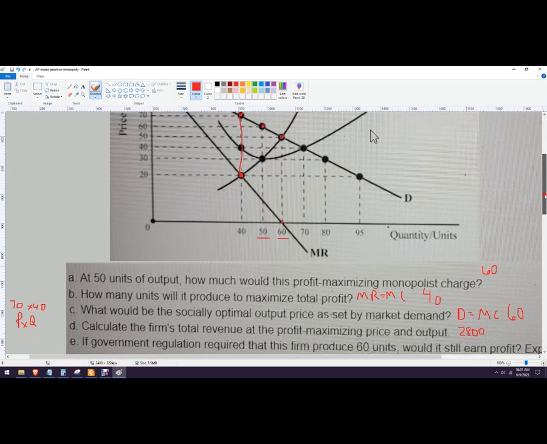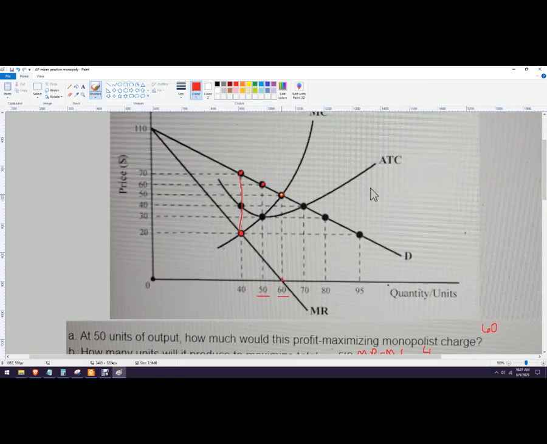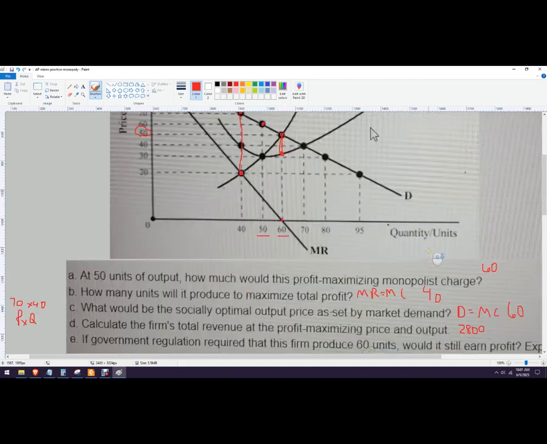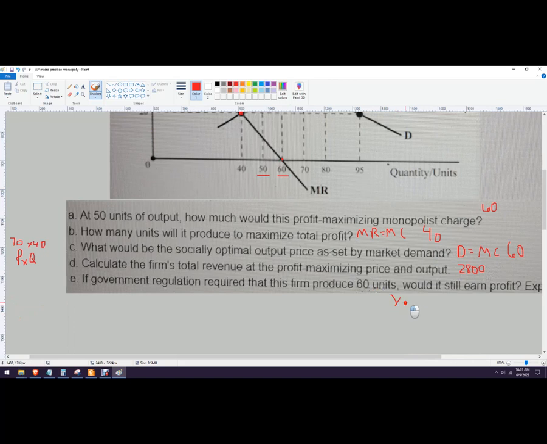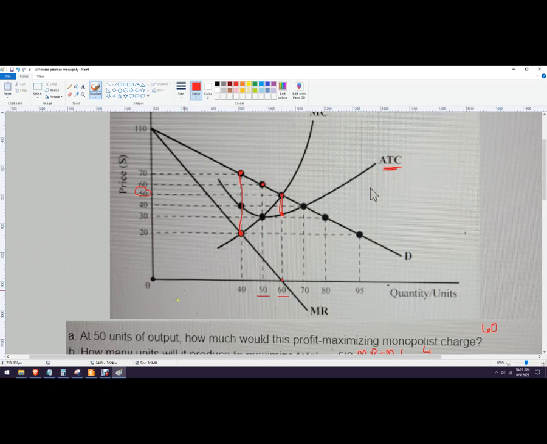And then if government regulation required that this firm produce 60 units, would they still earn a profit? Okay, so we're going to come over here. They're going to charge $50 for 60 units, and then we want to see what's the relationship here with this guy. So right up to there. Since the price is above average total cost, the answer would be yes. And you can say some version of because price is greater than average total cost. There you go. That's answering this type of question for the AP exam.